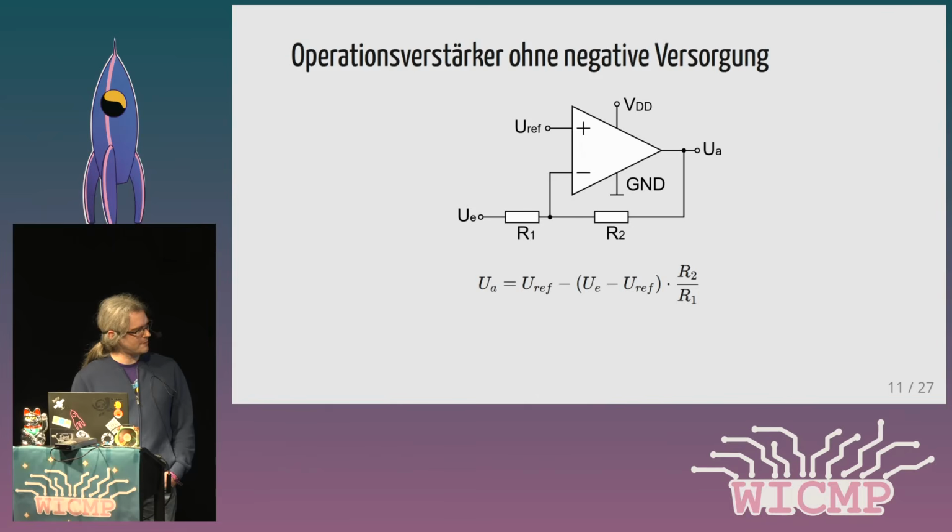The same current goes over here. We have the same drop over R2. So UA is UREF minus 1 volt, which means we have a reference voltage of about 2.5 volts.